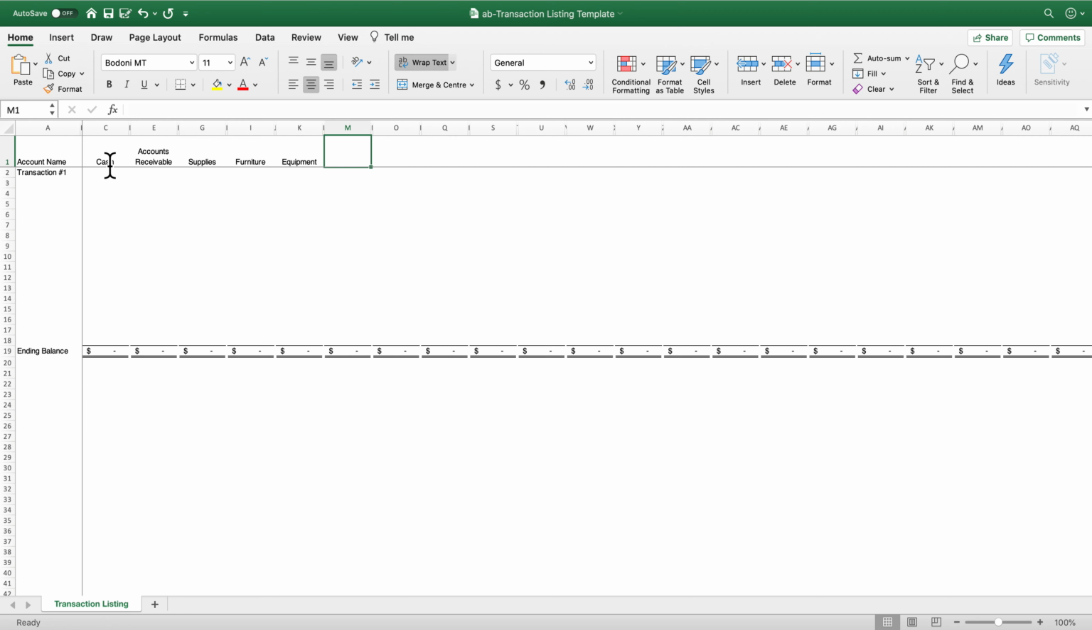then we have accounts payable, Anne's capital account, Anne's drawing account, service revenue, and we have advertising expense and rent expense.